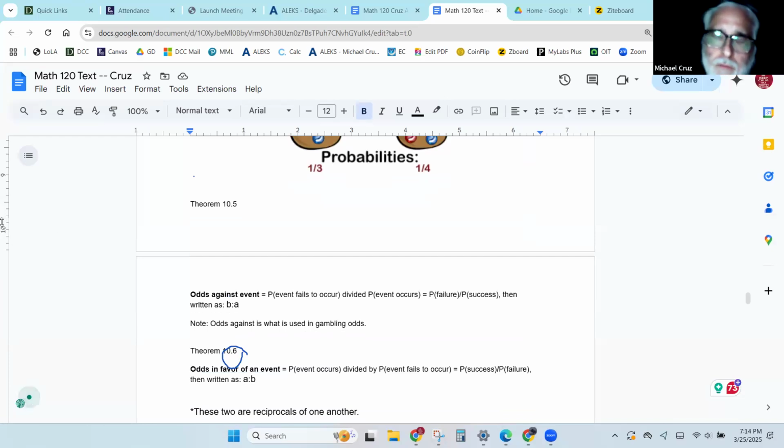Odds in favor is equal to A to B. You just turn them around. So in other words, for odds in favor, the numerator of your probability of success comes first, and the numerator for your probability of failure comes second. They're just reciprocals of one another.